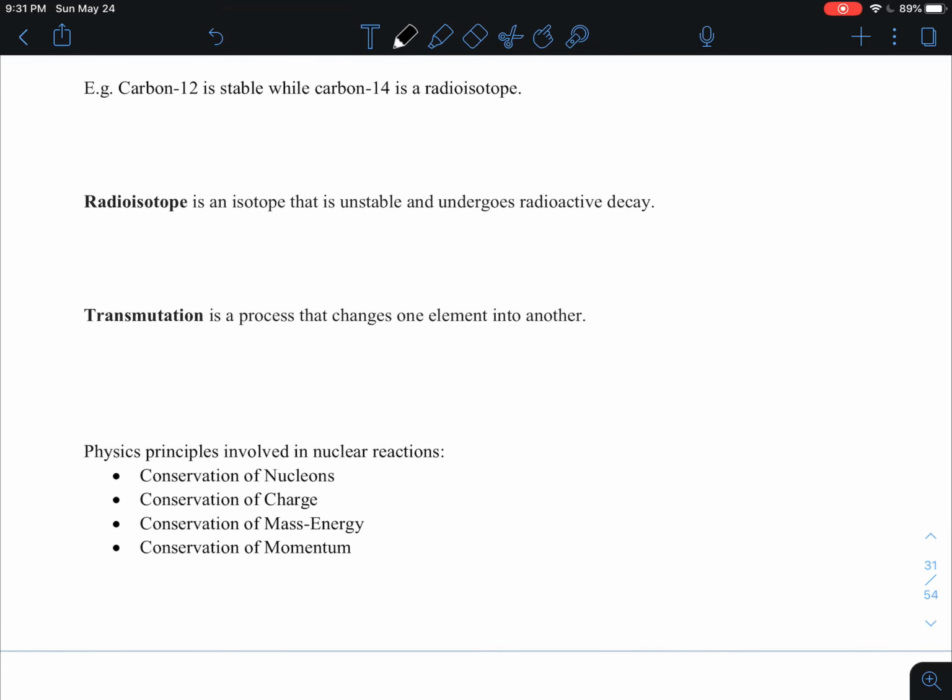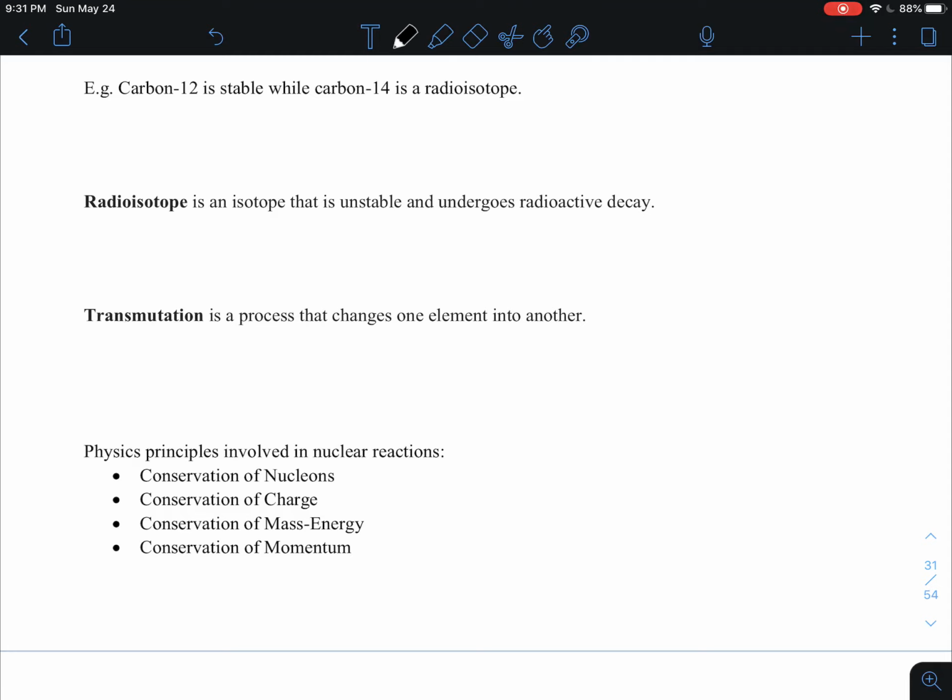Another term that we often use is transmutation. This is when one element turns into another. So it releases something, and in that process will change the number of protons it has. It'll either gain a proton or lose a proton, and in that act shifts along the periodic table.